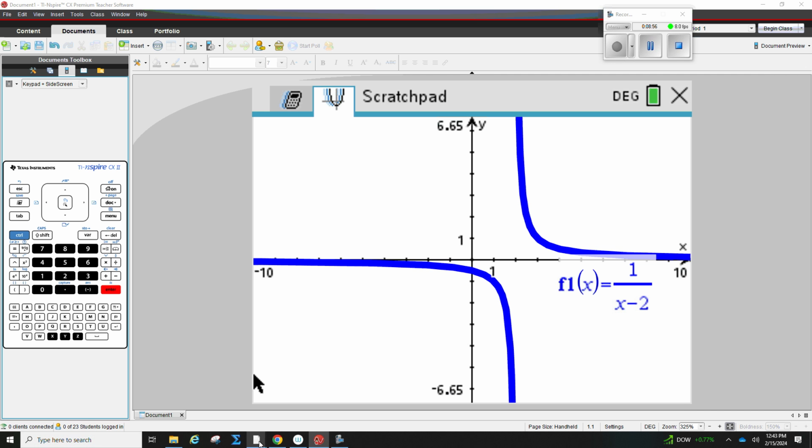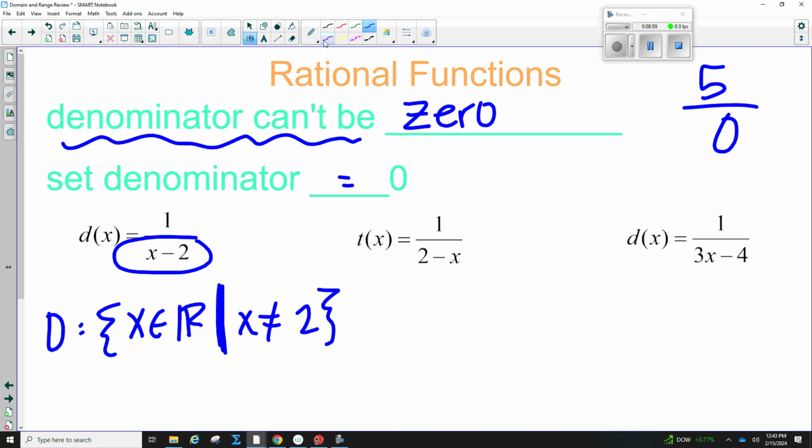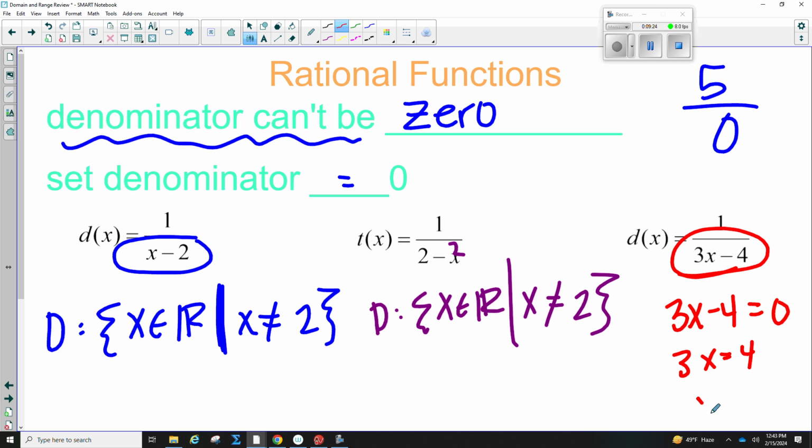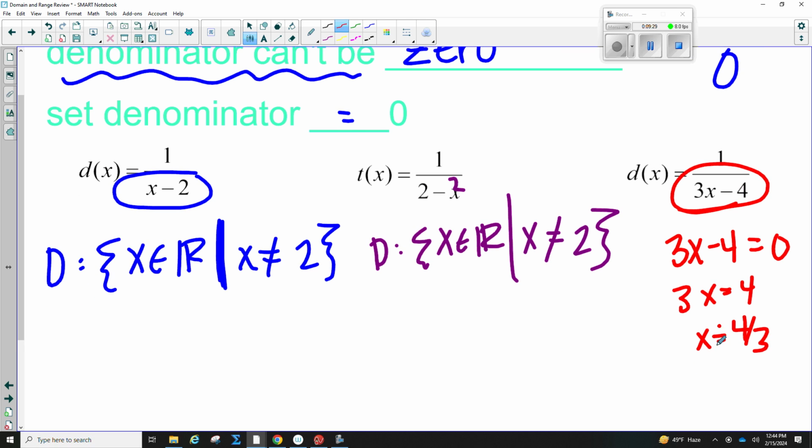All right, so for this next one, we would say domain, x is an element of the reals such that what can x not equal? 2, again, because 2 minus 2 would give you 0. All right, and this last one, if you can't do this in your head, you set it equal to 0 and you solve, okay? So you would add the 4 to the other side and you would divide by the 3, which means x cannot be 4/3. So we would do our domain, x is an element of the reals, but it can't be 4/3 because that will give you 0 in the denominator. Okay?